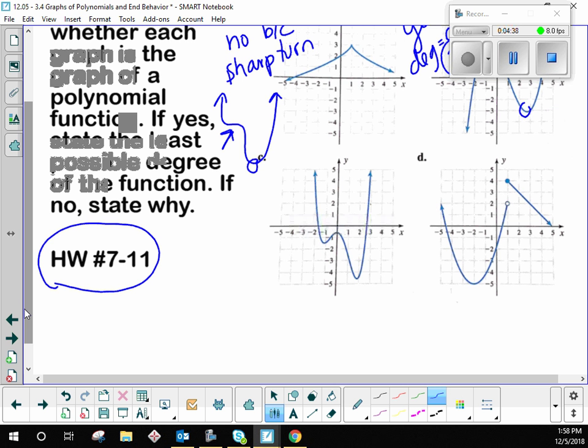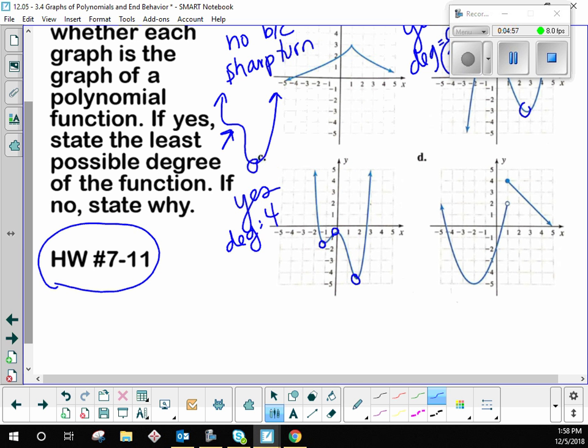C, do you think that's a yes or a no? Yes. It absolutely is a yes. How many turning points do you see? 3. That's the truth. So we have 3 right here. So what's the least possible degree? 4. 3 plus 1, 4.